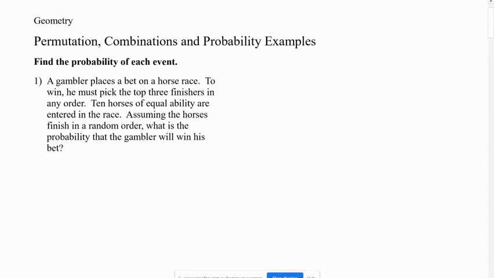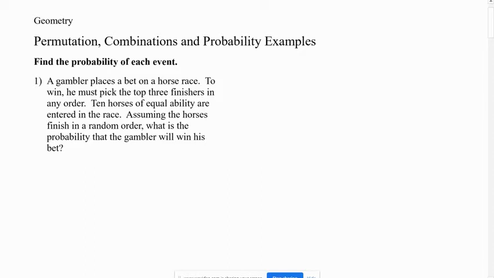In this video, I'll show some examples on how to work with probability problems that involve permutations and combinations. For this first example, a gambler places a bet on a racehorse. To win, he must pick the top three finishers in any order. 10 horses of equal ability are entered in the race. What is the probability that the gambler will win his bet?